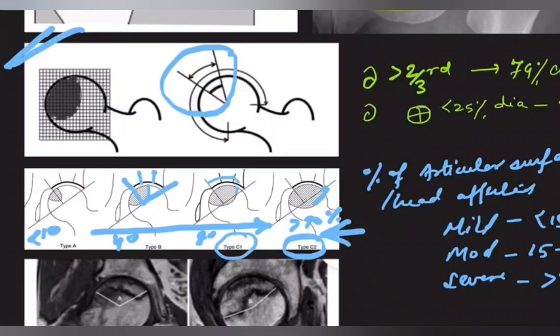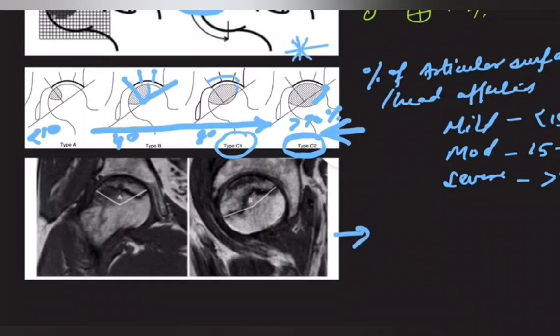So amongst the prognostic factors, I have discussed the percentage of the articular surface or head affected. Then I have discussed the portion of the weight bearing surface involved. Another important one is the size of the necrotic fragment, and that is given by the modified Kerboul angle, the arc of the necrotic portion.